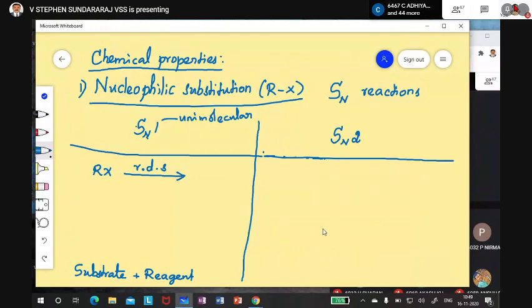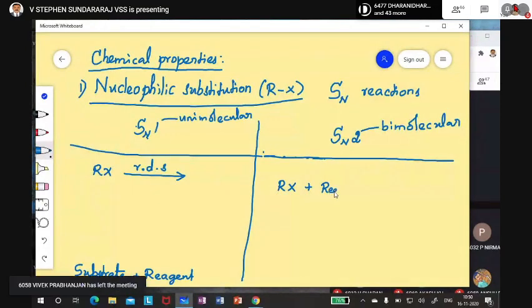Okay. Now here, SN2 means the 2 stands for bimolecular. Okay, bimolecular. That is molecularity is equal to 2. So that means here RX is also involved and the reagent is also involved. The reagent, I am writing R for that reagent. Both are involved in the rate determining step. Okay, that's how it is.